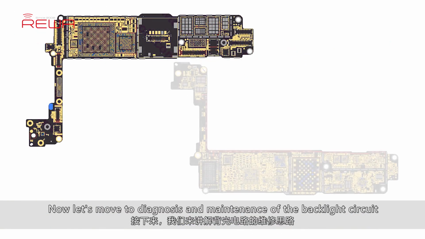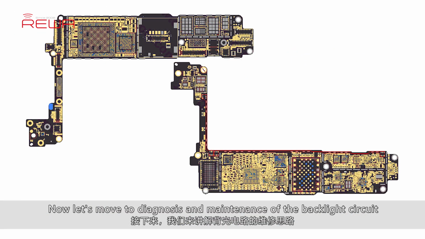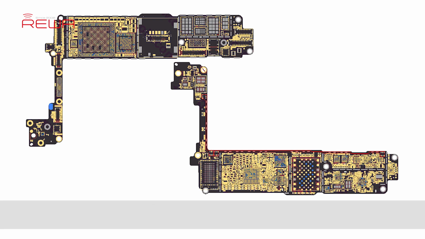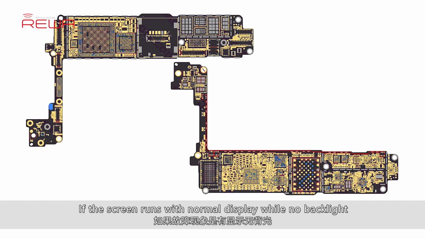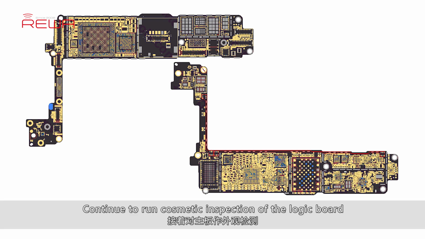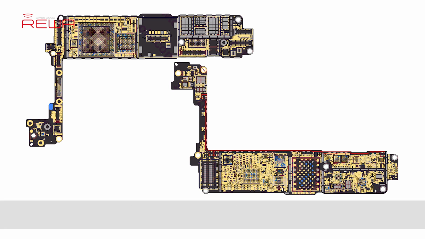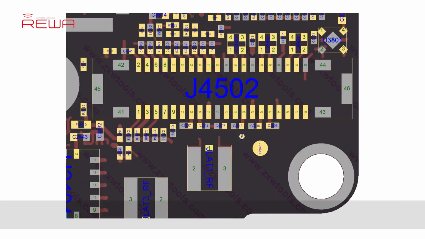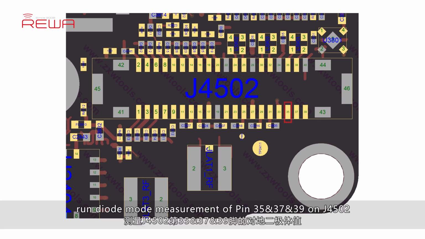Now let's move to diagnosis and maintenance of the backlight circuit. First, replace the screen, power on and test. If the screen runs with normal display while no backlight, then the backlight circuit has malfunctioned. Continue to run cosmetic inspection of the logic board and check whether backlight circuit's relevant area is normal. If nothing goes wrong, run diode mode measurement of pin 35 and 37 and 39 on J4502.